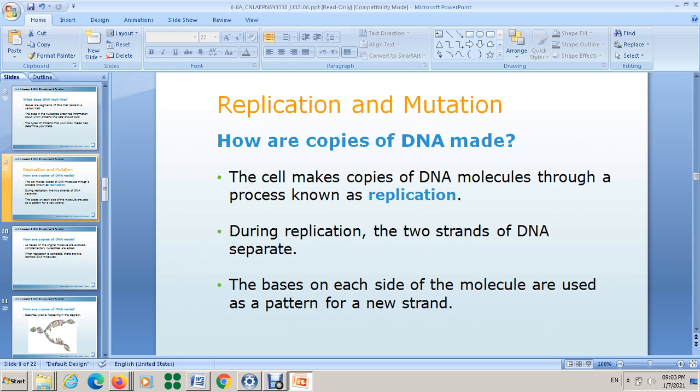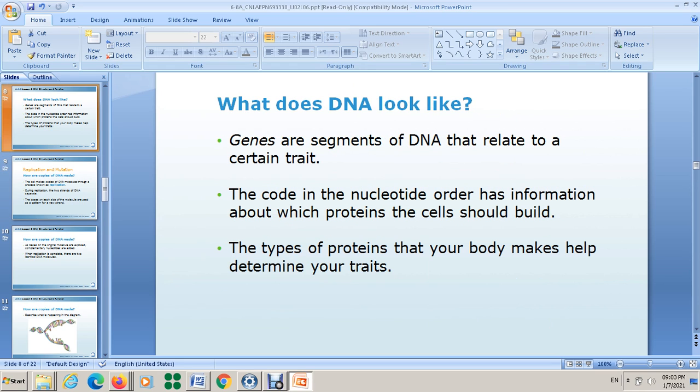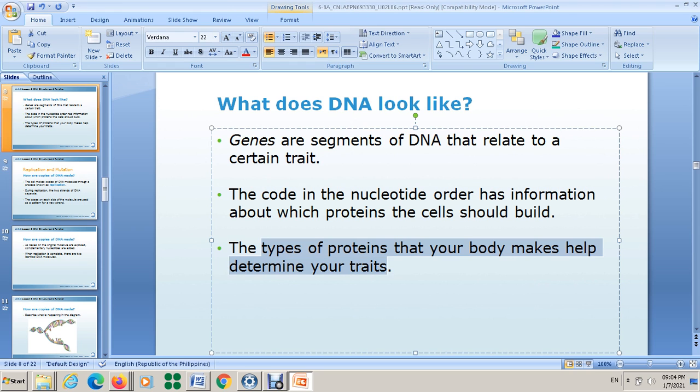So here this is for what? For the gene, the meaning of the gene. And so the code in the nucleotide order has information about which protein the cell should build. We will talk about how, but you have to know the code of this gene, and it gives the information how to build a specific protein. So the type of protein that your body makes helps determine your trait. Okay, these points are very important.